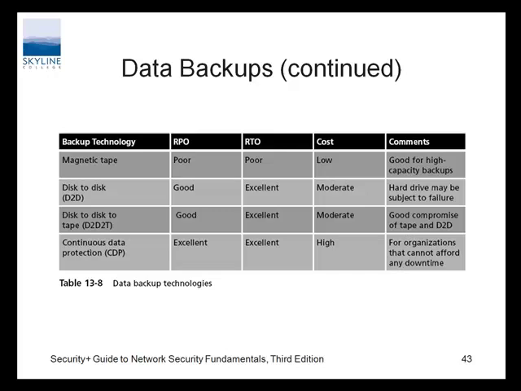Each of these things, how quick is it? And I think that for you guys, hopefully this is going to be kind of intuitive. The cost may not be. Tape's low, disk to disk moderate, disk to tape moderate, and then continuous data protection is going to be high. Organizations that can't afford downtime, if we're going to lose $1.8 million, $1.2 million an hour, we're probably going to have continuous. That's not going to be that expensive.